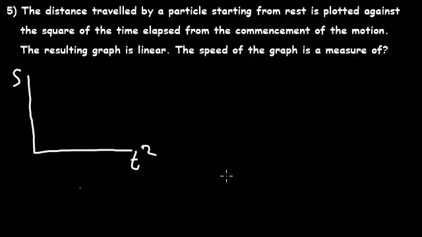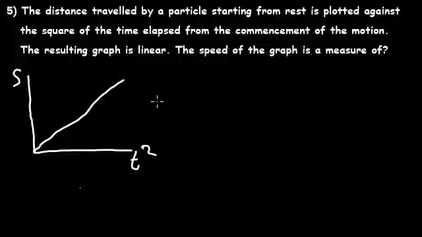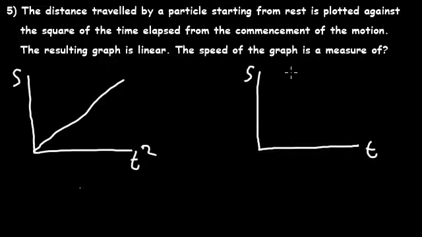Now, when this is plotted against themselves, the resulting graph tends to be linear. That is, probably in this form. Now, what they say makes sense is that the speed of the graph is a measure of what? First, let's consider distance plotted against time. What will be the speed of the graph if the graph is found to be linear?